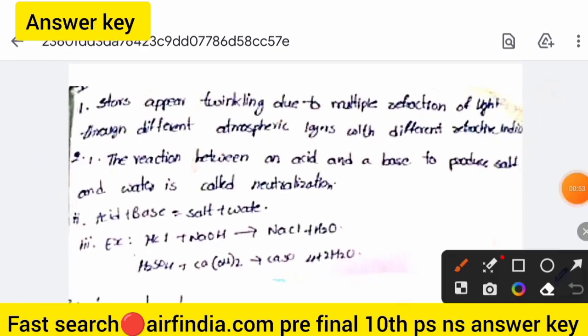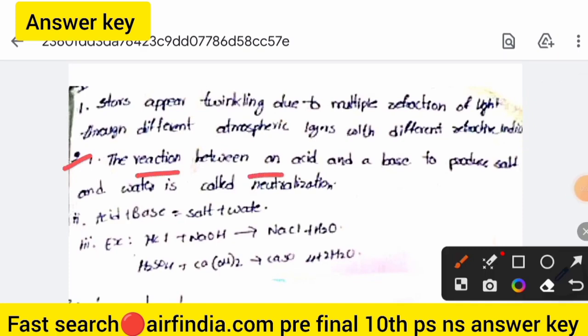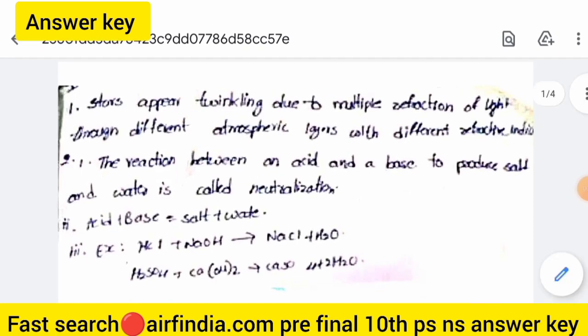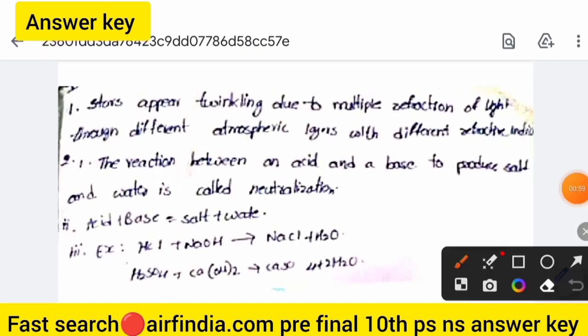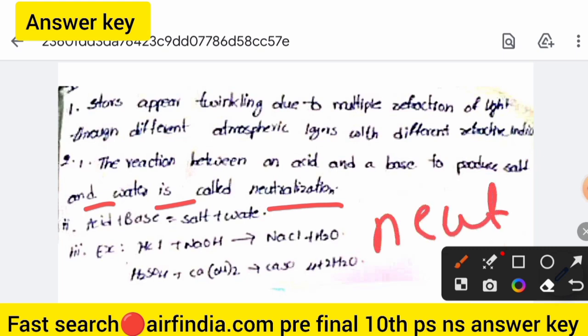And the next answer is: the reaction between an acid and a base to produce salt and water is called neutralization. Okay, it's called neutralization.